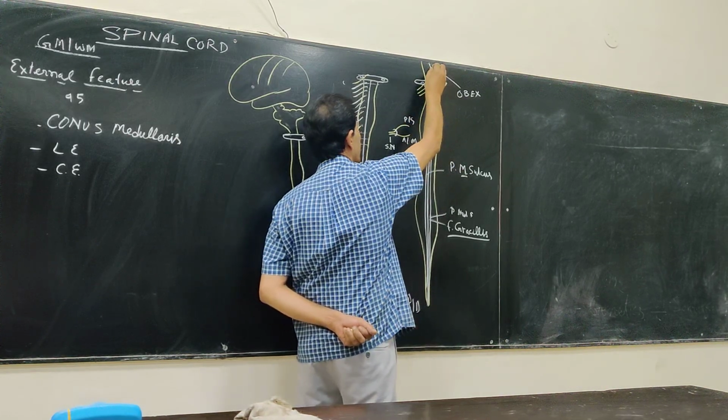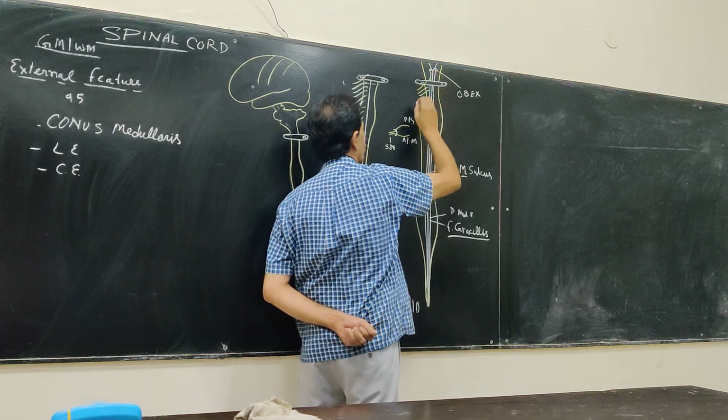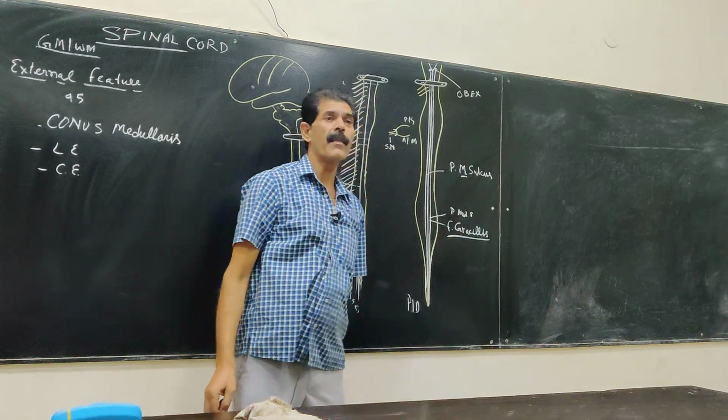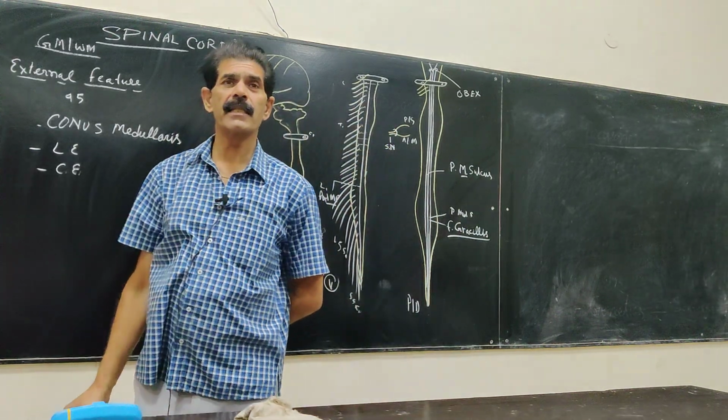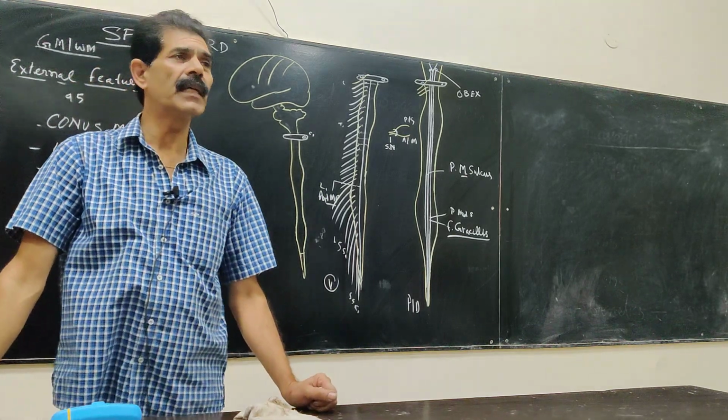Then it ends here, and a small potato-like elevation is there. The small potato-like elevation is the grey matter, and that is called the gracile tubercle. This is the gracile tubercle above the gracilis.